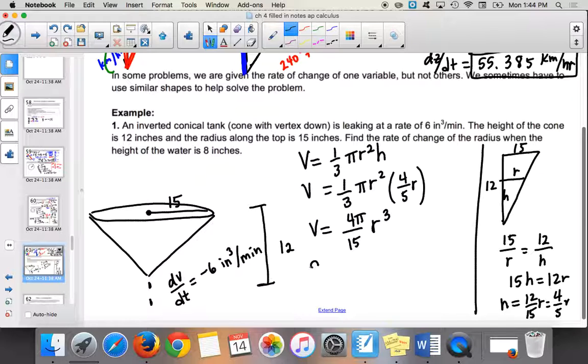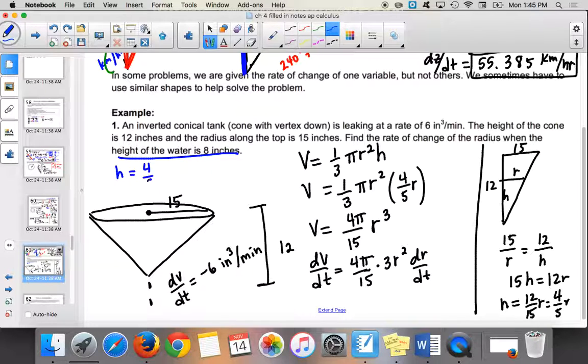All right, and then we take the derivative. So dV over dt is going to be 4 pi over 15, and then I'm going to have my 3r squared dr over dt. And what Emerson is saying is they gave us the height of the water was 8. So if I know that h is equal to 4/5 r, and I know my height is 8, I can solve for r. Multiply the 5 over and get 40, divide by 4. So r is equal to 10 at that point. So then we plug in 10, and then we have everything else.